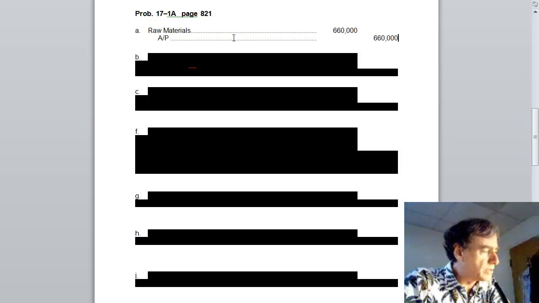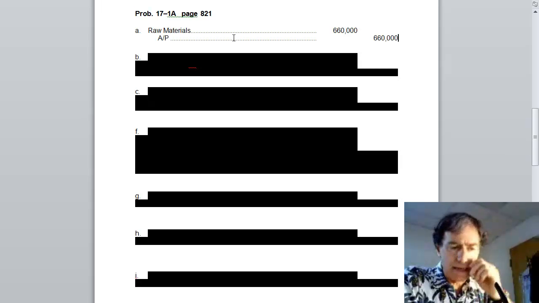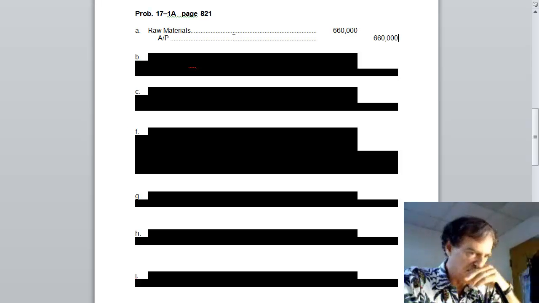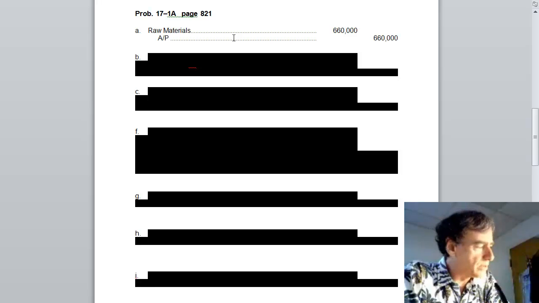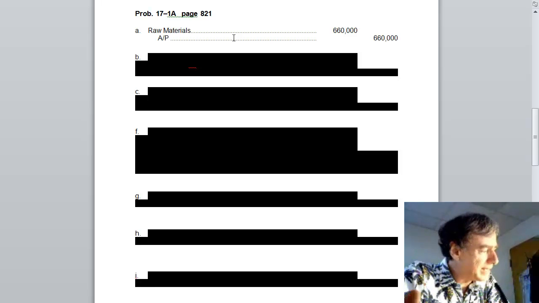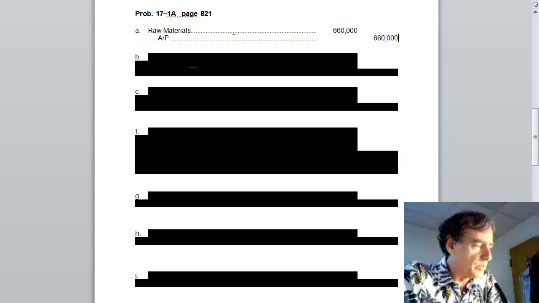Entry B, materials requisition. Yeah, that's an official word. It has been used in manufacturing. It's definitely used in the military, but a less confusing way to put it would be materials issued to production, 577,500, of which 73.5 was for general factory use.